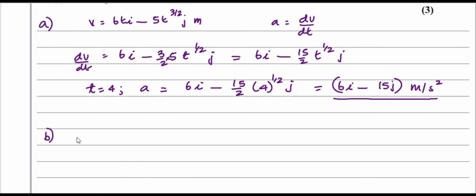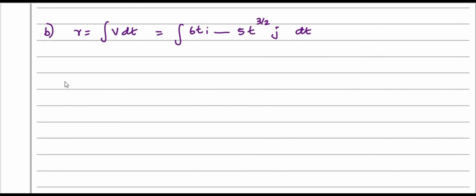Again, position vector r is given by integrating the v function with respect to t. So let's write this is equal to the integral of 6t i minus 5t to the power of 3 over 2 j with respect to t. That gives us 6t squared over 2 i minus 5t to the power of 5 over 2 times 2 over 5 plus c. So there will be a j here.